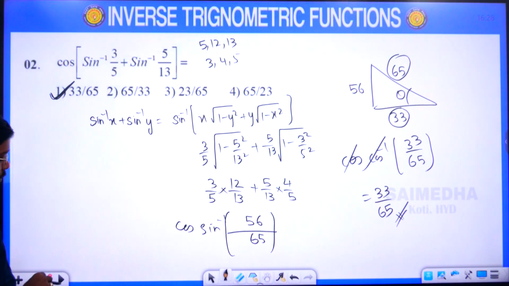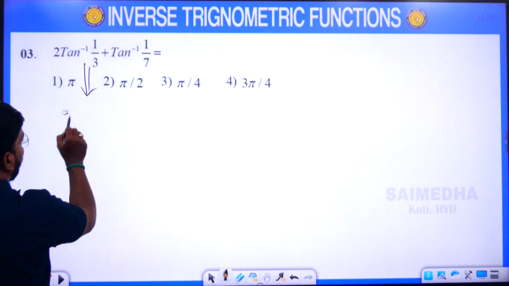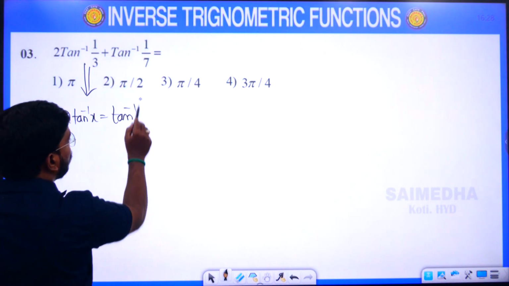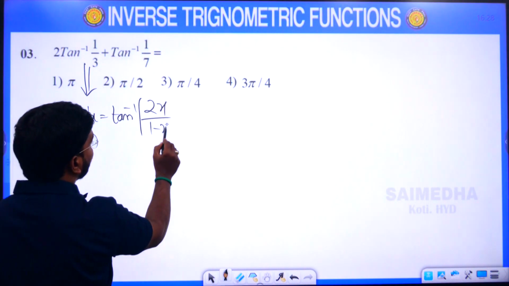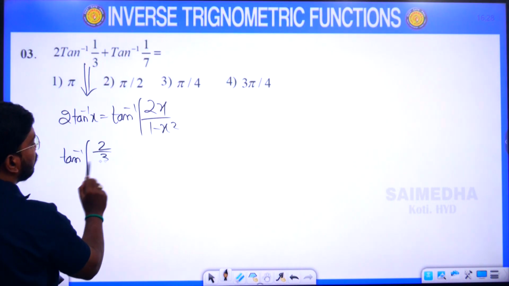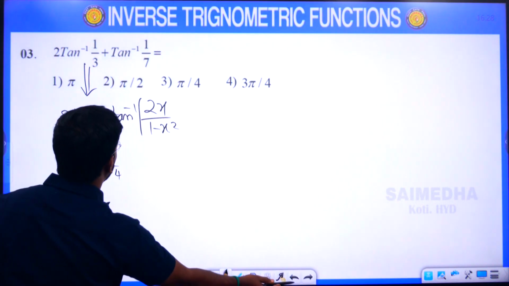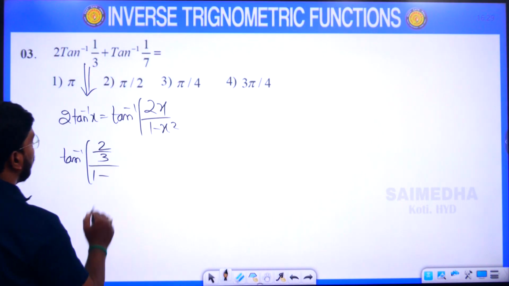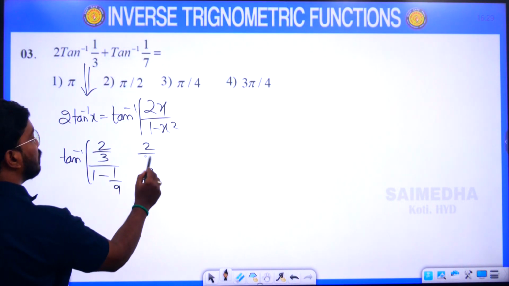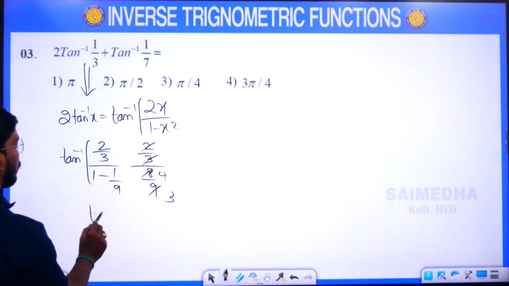Next question. Pause the video, note it down. 2 tan inverse 1 by 3. The 2 tan inverse formula we need to know: 2 tan inverse x is equal to tan inverse of 2x by 1 minus x square. What is it going to look like? Tan inverse of 2x, that is 2 by 3, over 1 minus x square. X is 1 by 3, right? So x square is 1 by 9. 9 minus 1, 8 by 9. 2 divided by 3, 2 times 9 over 3 times 8, and this gives 3 by 4.